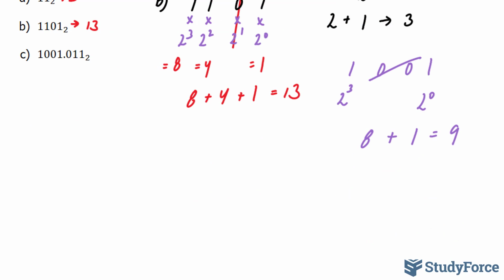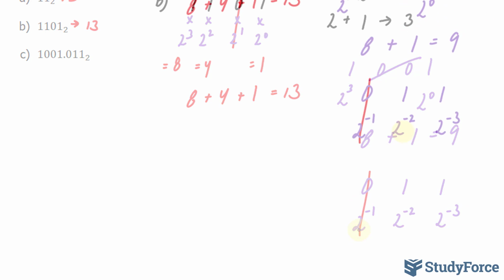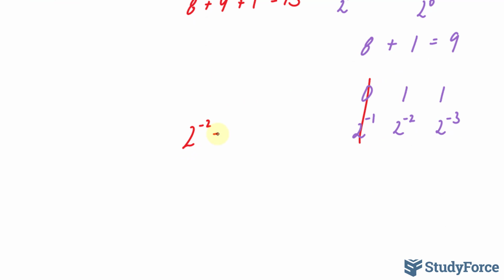The right of this binary point, we have 0, 1, and 1. So unlike before where the powers were positive, this time the powers are going to be negative. So we have 2 to the power of negative 1, 2 to the power of negative 2, and 2 to the power of negative 3. Anything times 0 goes to 0. 2 to the power of negative 2 is the same thing as saying 1 over 2 to the power of 2, or simply 1 over 4. So 1 times 1 over 4 is a quarter.